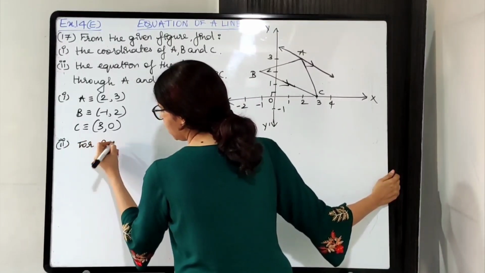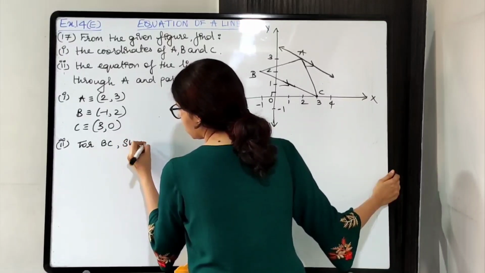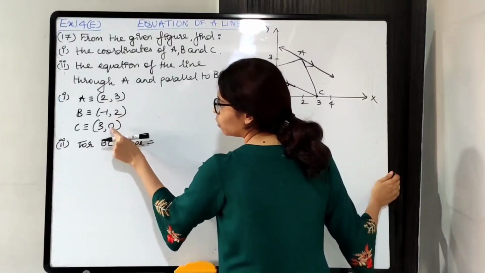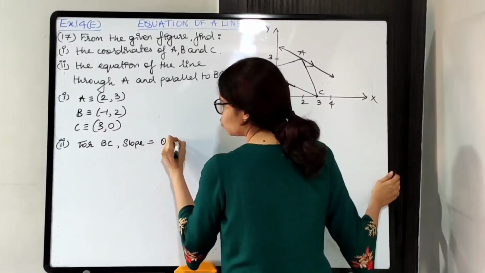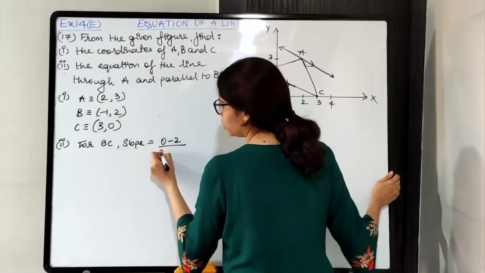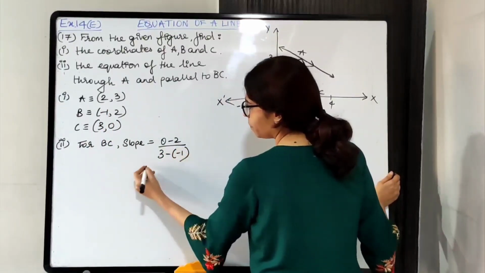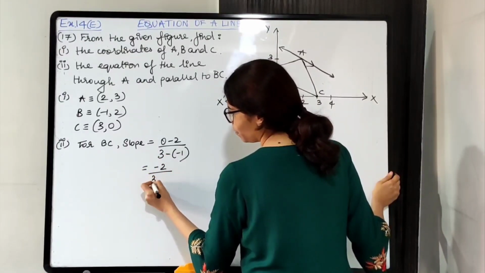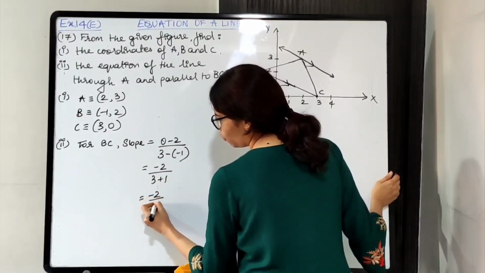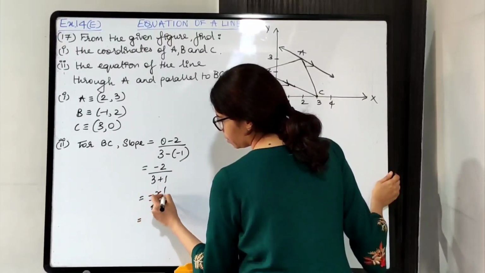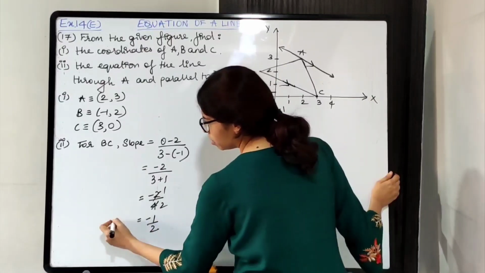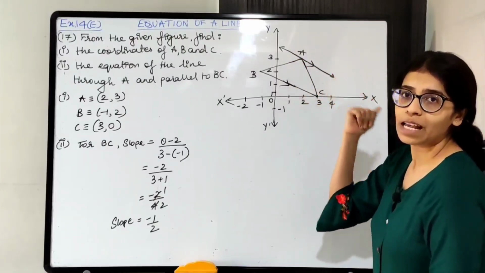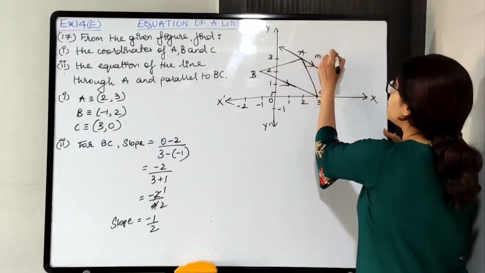For BC, slope is subtracting the y coordinates. So BC का coordinates ये है. So 0 minus 2 upon subtracting the x coordinates, 3 minus minus 1. So that will give minus 2 upon minus minus plus हो जाएगा, minus 2 upon 4. So minus half is the slope of BC. Same will be the slope of this line which is parallel to BC. So slope will be minus half.